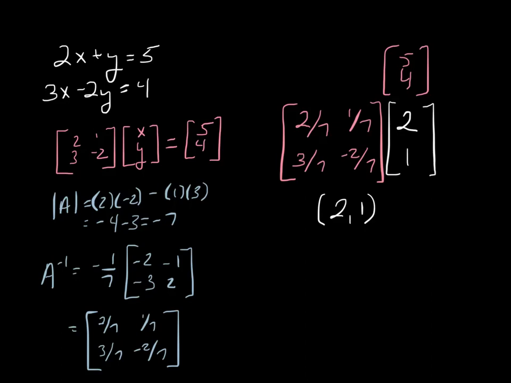And you should always check, even if you don't actually write out the check. We know that x should be 2, y should be 1. So 2 times 2 is 4, plus 1 is 5. 3 times 2 is 6, minus 2 is equal to 4. So that does work out. The solution is 2, 1.